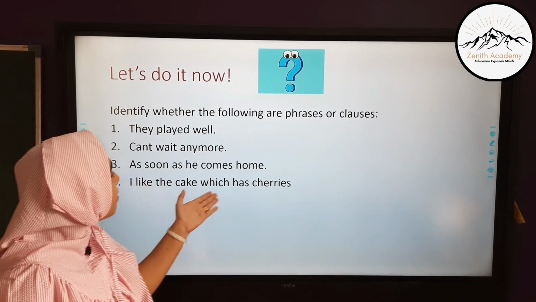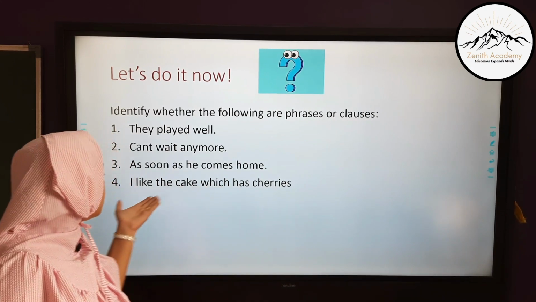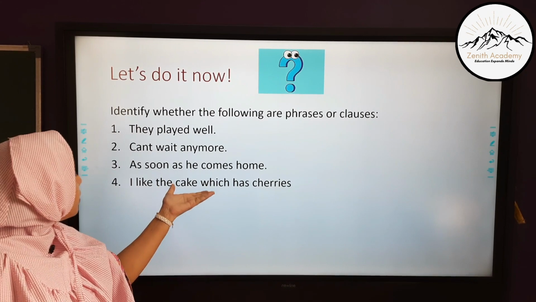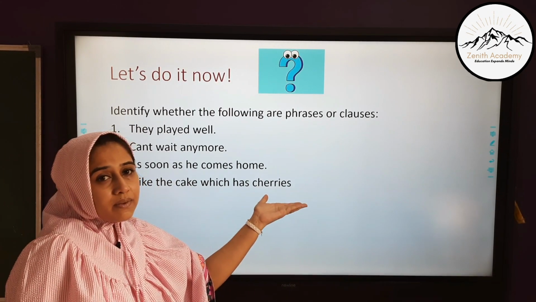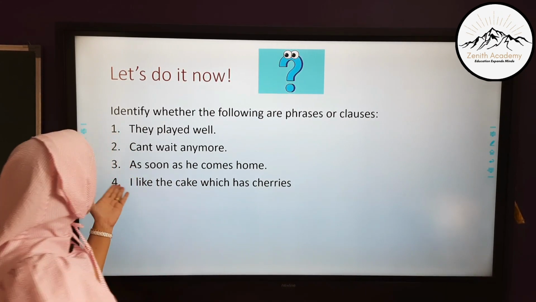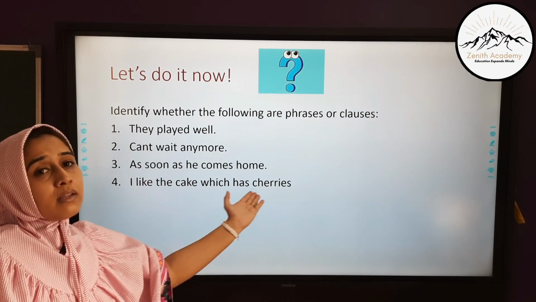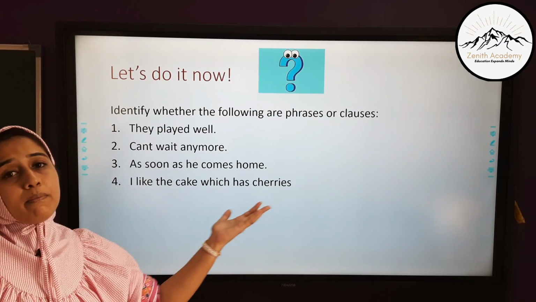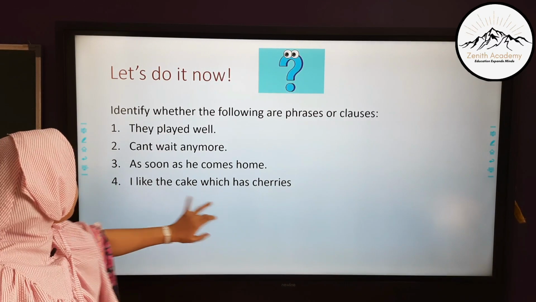I like the cake which has cherries. I is the subject, like is the verb. The cake which has cherries is a phrase, but when it is merged with I like, the entire thing becomes an independent clause conveying the complete meaning of my likings.